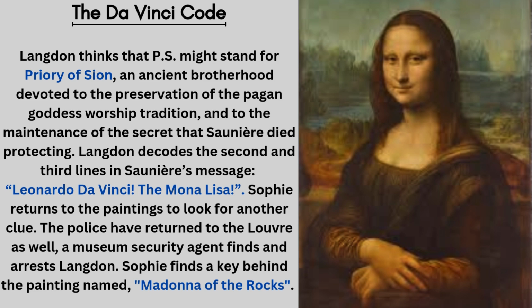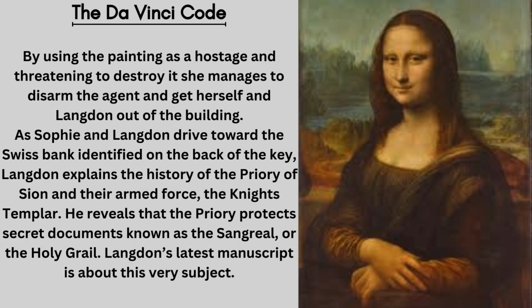Langdon decodes the 2nd and 3rd lines in Saunière's message, "Leonardo da Vinci. The Mona Lisa." Sophie returns to the paintings to look for another clue. The police have returned to the Louvre as well. A museum security agent finds and arrests Langdon. Sophie finds a key behind the painting named Madonna of the Rocks. By using the painting as a hostage and threatening to destroy it, she manages to disarm the agent and get herself and Langdon out of the building.